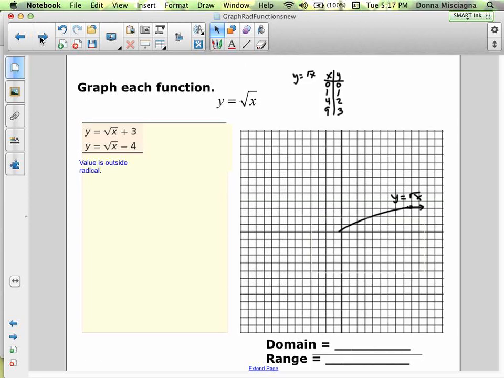So all we have to learn is one set of rules. All right, so we're going to graph the function here. We're going to graph two for the price of one on this graph. So we have y equals the square root of x plus 3 and y equals the square root of x minus 4. And I have good old y equals the square root of x on there already.